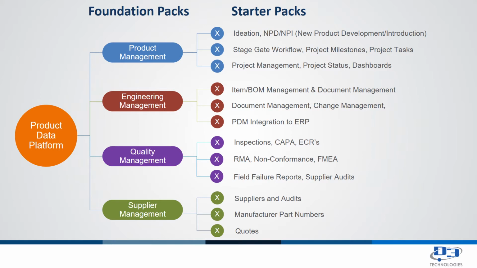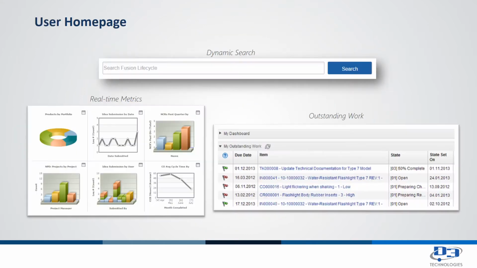Now today we're going to focus mainly on product management and engineering management, so we'll go into greater detail around new product introduction, stage gate workflows, milestones, things like that. We'll talk about item BOM, document management, managing change. For quality and supplier, we'll just give a high-level overview of those for today.